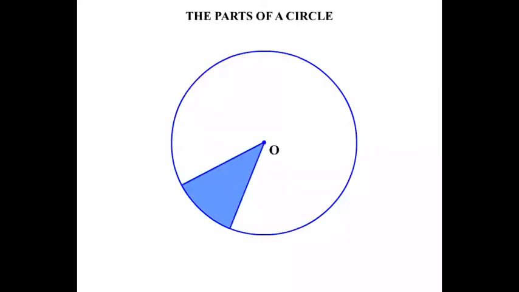Now a shape like that, it's like a slice of pizza, isn't it? Known as a sector. A part of the circle there is known as an arc, A-R-C, arc. And finally the distance right around the circle, the actual part of the circle itself, is known as the circumference, the distance right around the circle.